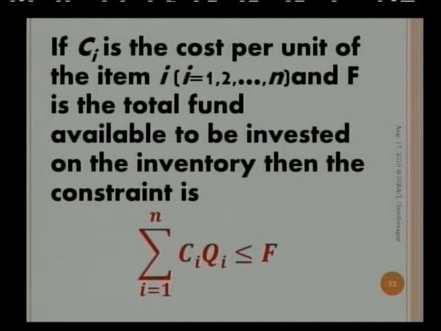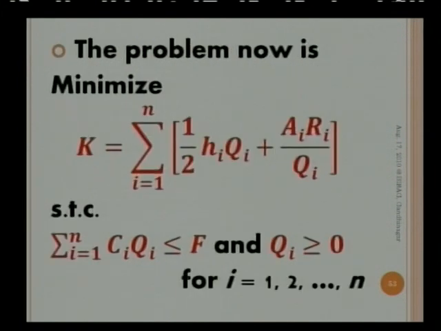Costlier in the sense of what? Purchase cost. So let's say Ci is the cost per unit of the item for all the n items, and F is the total fund available to be invested in the inventory. The total purchase cost for the ith item turns out to be Ci Qi, and for all the n items it is sigma Ci Qi. But the fund available with the firm is only F rupees. So my constraint turns out to be sigma Ci Qi less than or equal to F.